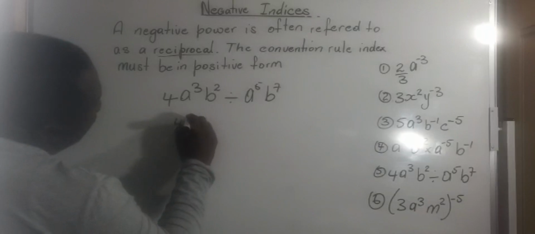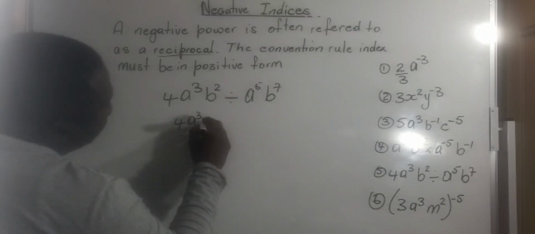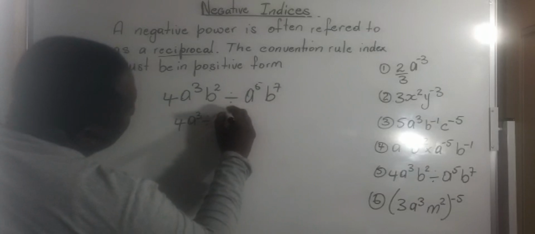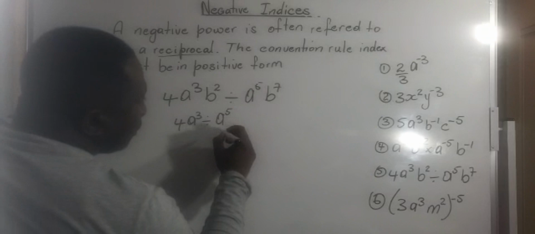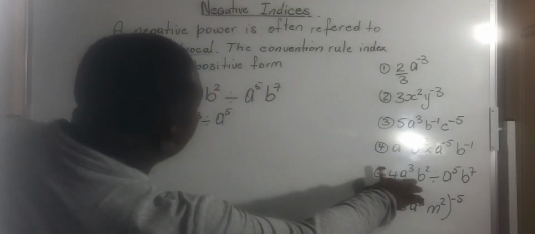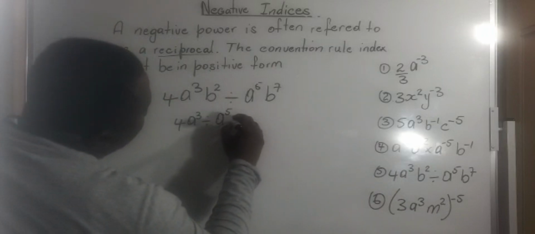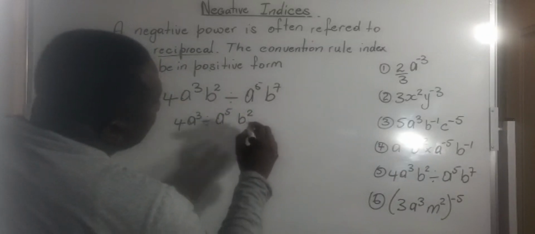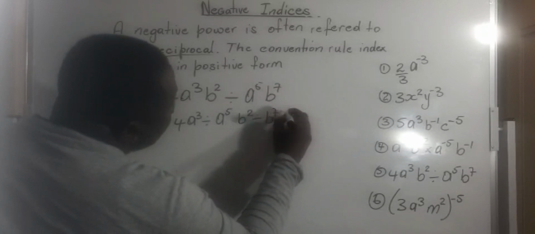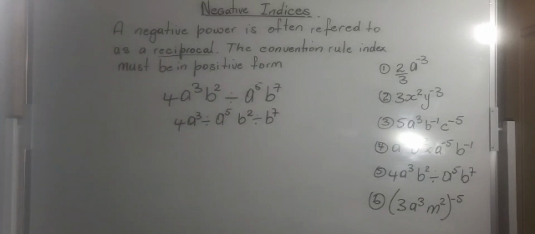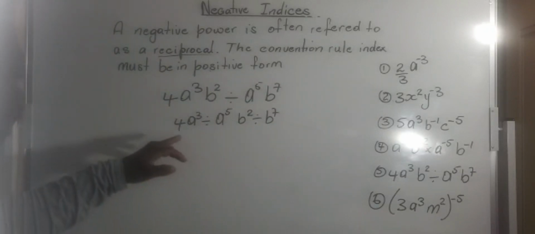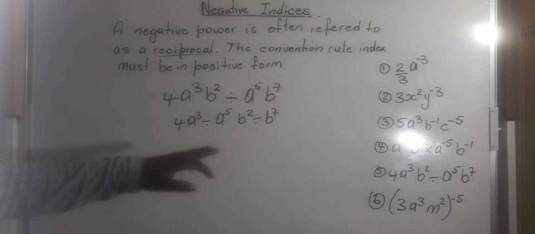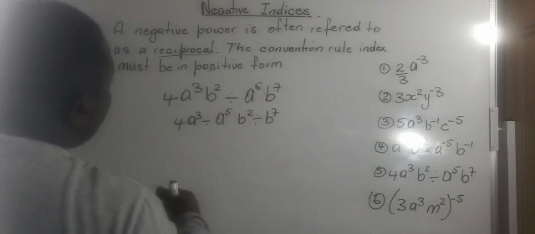So 4A to the third being divided by, I'm keeping my sign, A to the fifth, and just checking to make sure I have the problem correct. A to the fifth, and we have here B to the second divided by B to the seventh. What does the rule tell us about division of indices with the same base? It says once we identify the base to be the same, then we are to subtract the index.